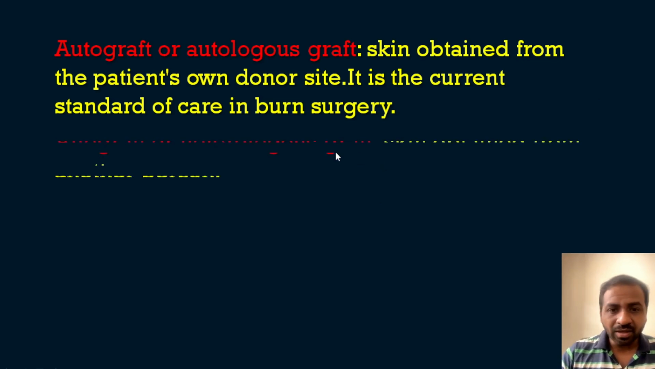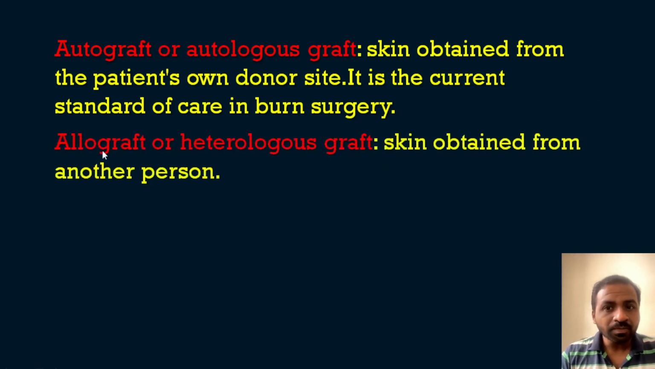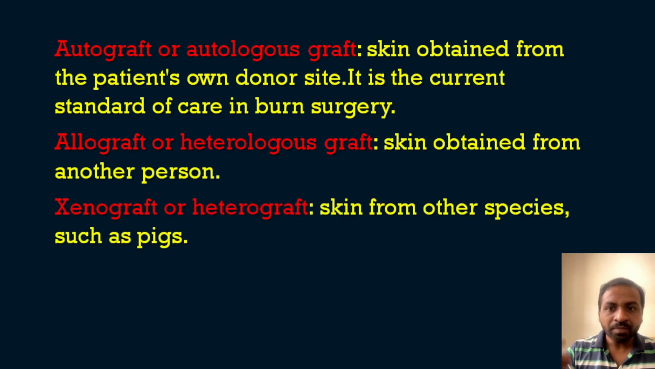So we will see the other options also. What is an allograft? Allo or the homologous graft means skin obtained from another person. Okay, allo means from another person of the same species. And what is a xenograft? It is also known as a heterograft. It is skin taken from other species such as pigs. So the difference between allograft and xenograft is that allograft means skin is obtained from another person of the same species, but xeno means it is from a different species.